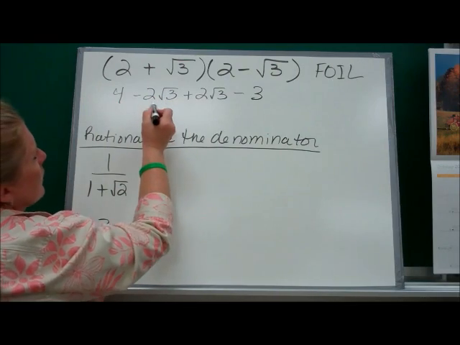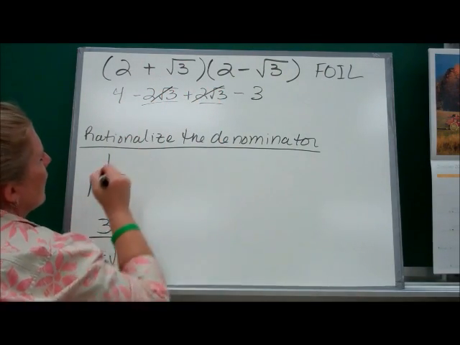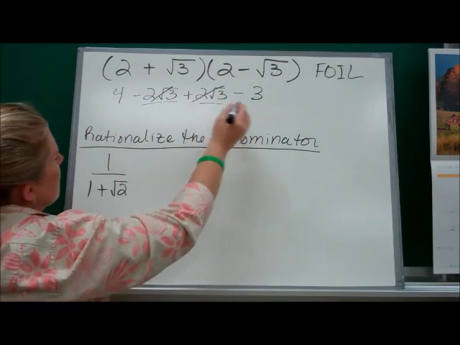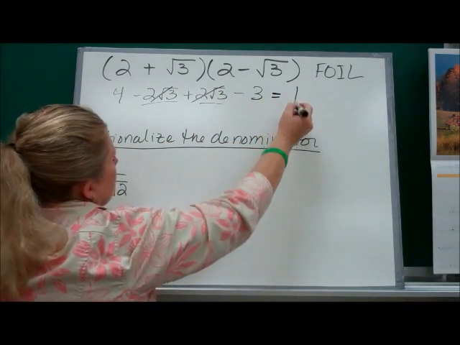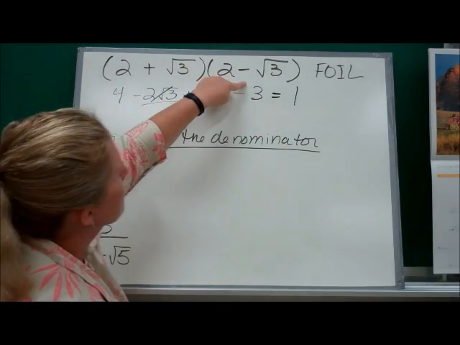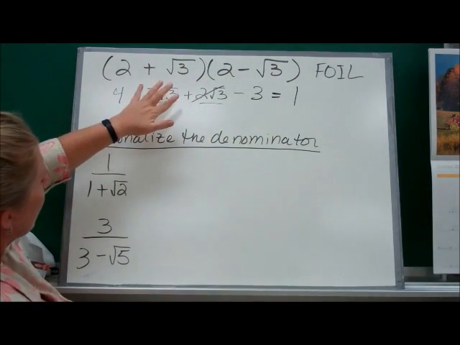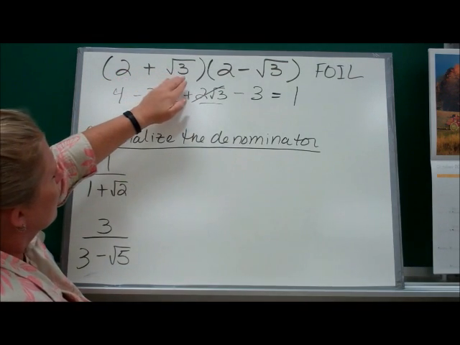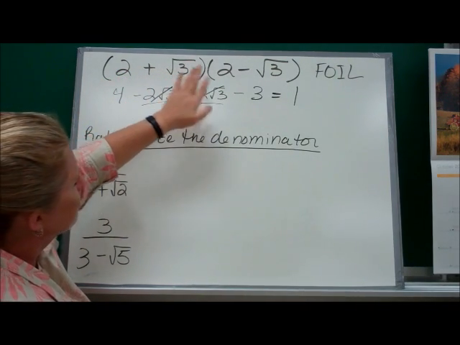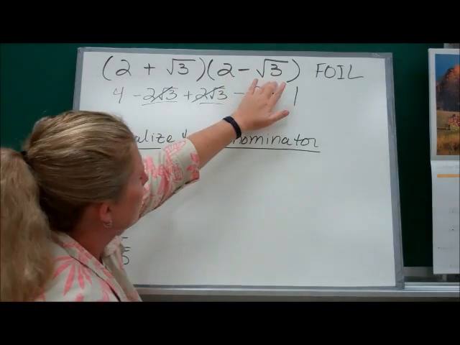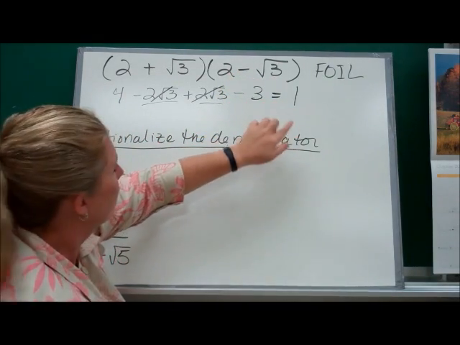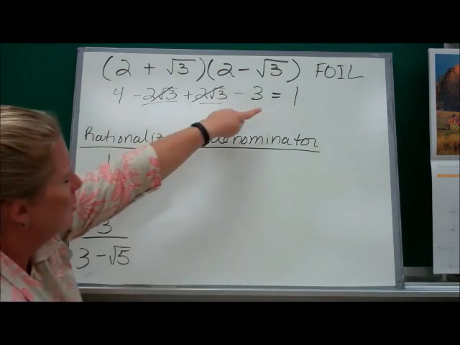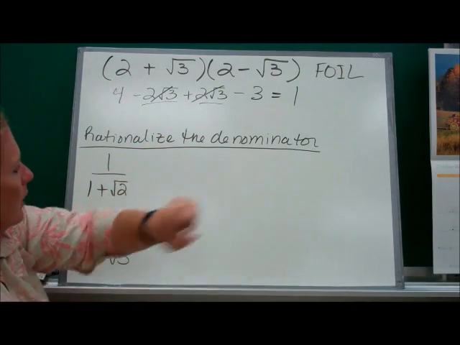Combine your like terms. Look, these two cancel out because minus plus, and we're left with 4 minus 3 equals 1. So we multiplied conjugate pairs, where we had a rational plus an irrational and a rational minus an irrational, and when we multiply them we get a rational. That's nice because we use that to rationalize the denominator.